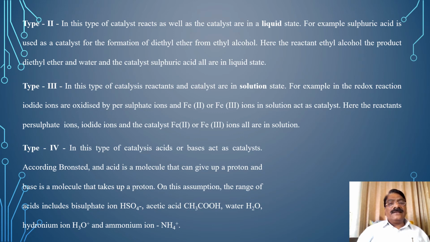Type 3. In this type of catalysis, reactants and catalysts are in solution state. For example, in the redox reaction, iodide ions are oxidized by persulfate ions and Fe2+ or Fe3+ ions in solution act as catalyst. Here the reactants persulfate ion, iodide ions and the catalysts Fe2+ or Fe3+ ions all are in solution.